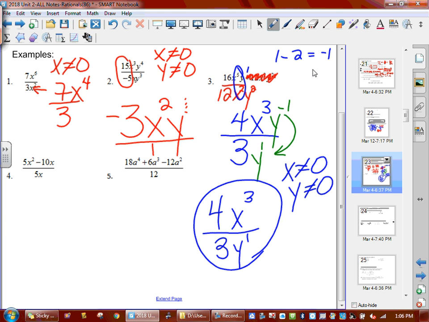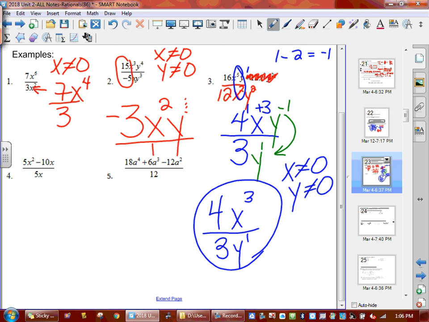So, before switching the y to the bottom, why wouldn't you just take the 4 and the 3 and also flip it? Because this guy has a positive 3, this guy's got a positive 1. You only put the guys with negatives. Okay? Good question. All right, let's take a look at number 4 and 5 here.